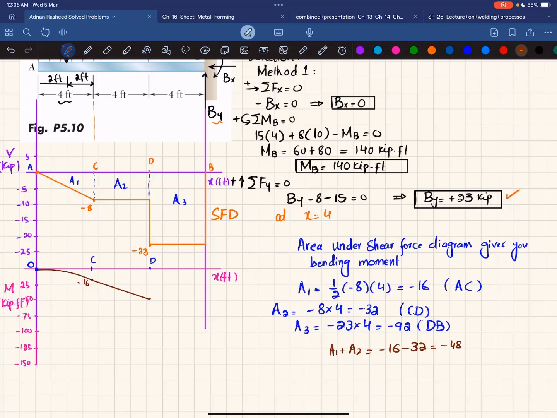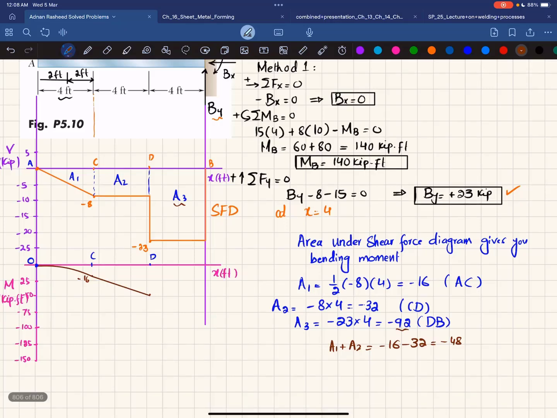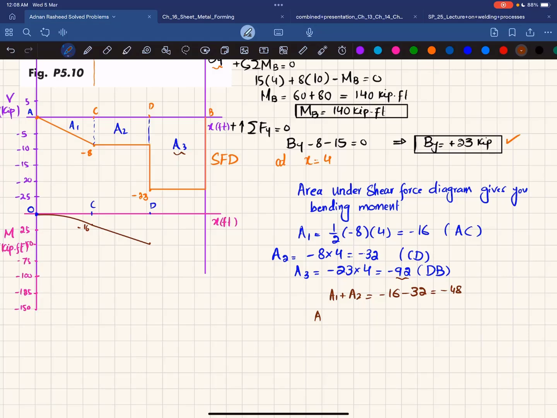And the last area is A3, which is how much? Minus 92. So at point B, our total bending moment will be A1 plus A2 plus A3. A1 plus A2 is minus 48 and A3 is minus 92, so that will give you minus 140. So at the end, we will have minus 140. Let's say minus 140 lies somewhere here.